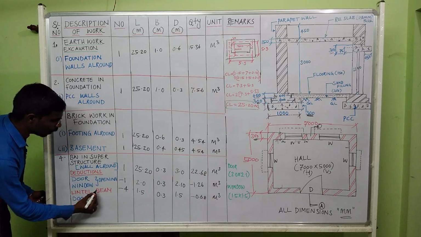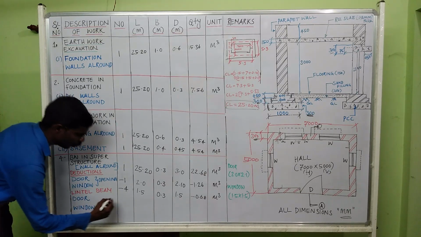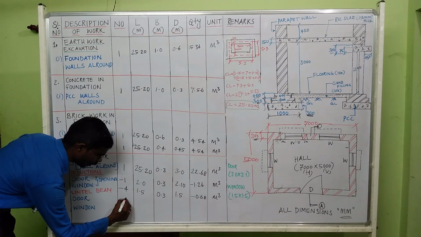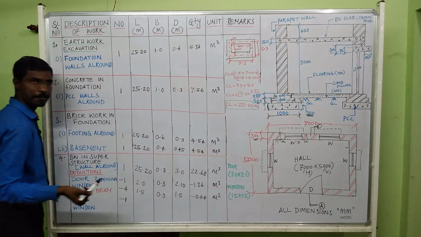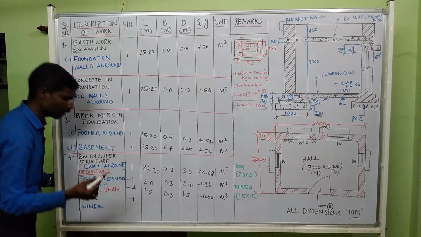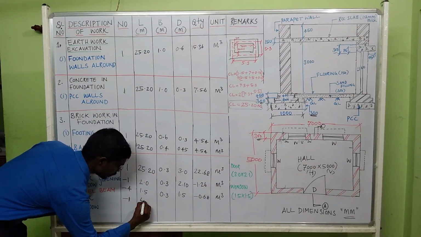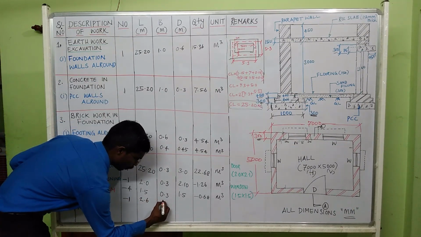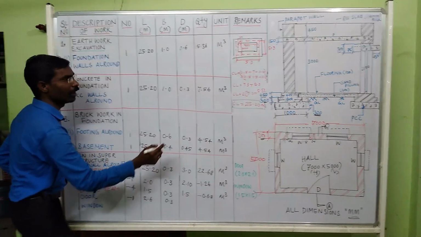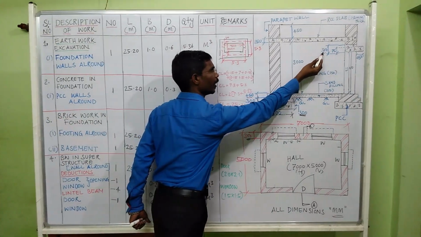So the lintel quantity for the door is, there are only one number. The length of the door is 2 meter. Both the side offset is 0.3. So it is 2.6 meter length. The breadth is wall thickness 0.3. The height of the lintel they given 300 mm.